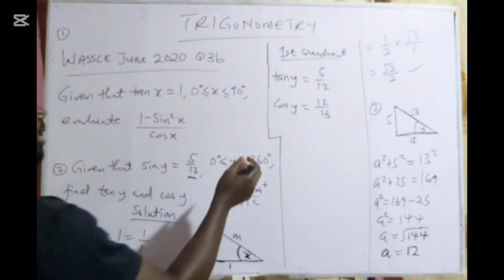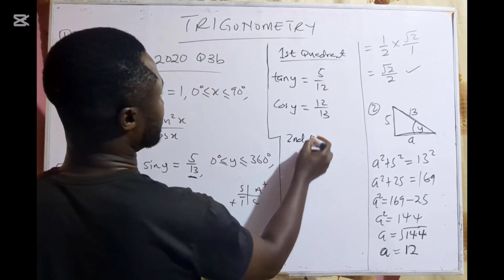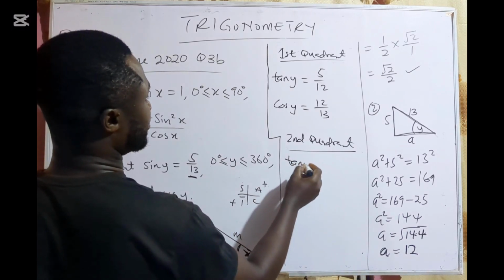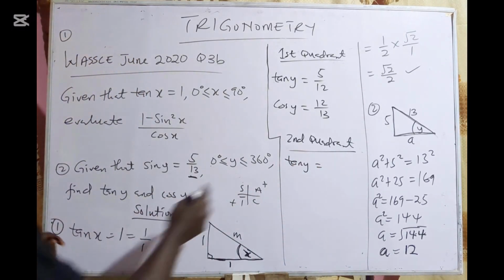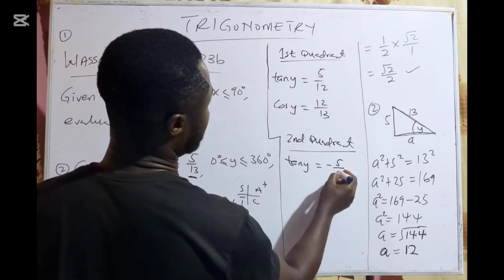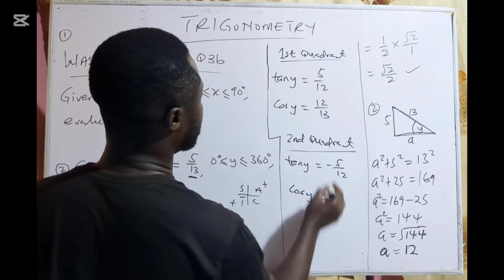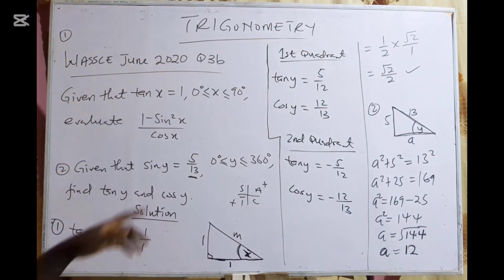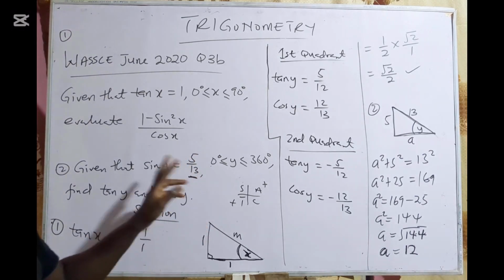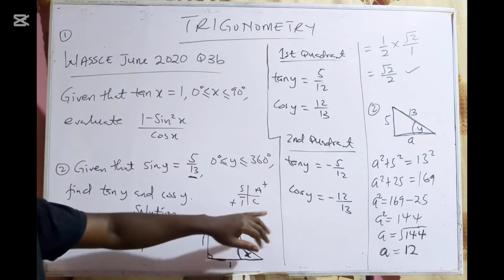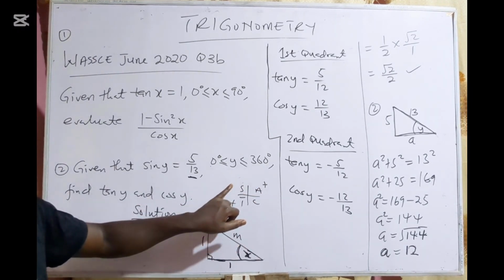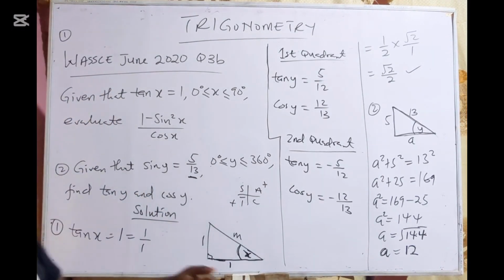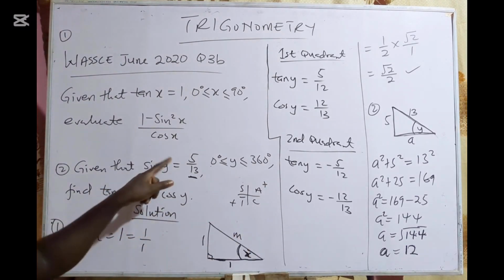It means that in the second quadrant too, what will be my tan y? Tan is negative in the second quadrant, so it becomes negative 5 on 12. And what will be cos y? That will also become minus 12 on 13. Alright, so because sin y is positive, the angle y can only be either in the first or the second quadrant, because that is where sin is positive. So we cannot write the value in the third, neither can we write the value in the fourth quadrant, because we were given sin y.